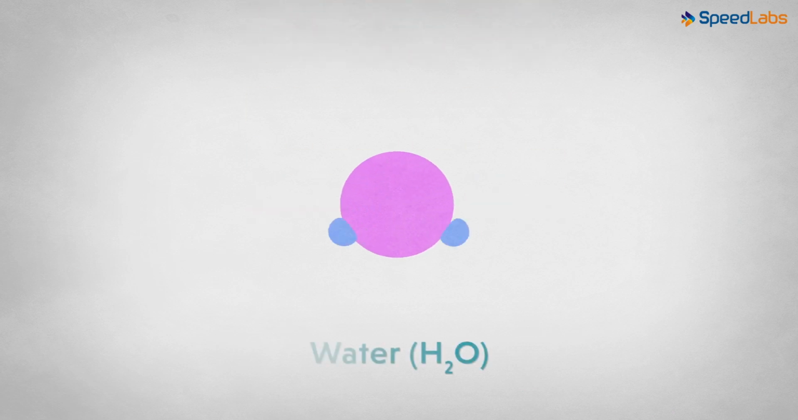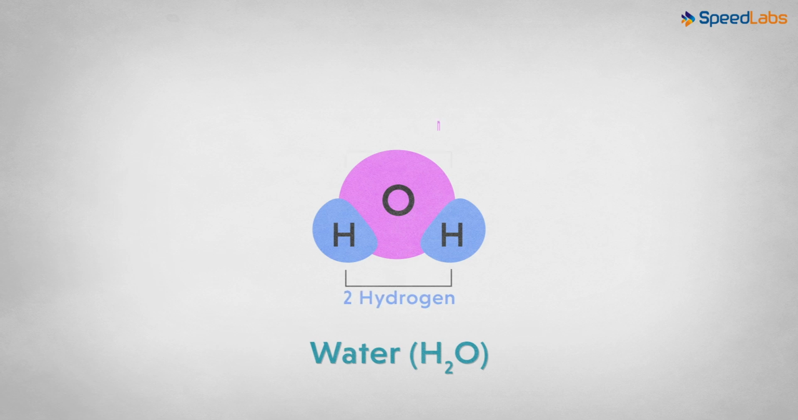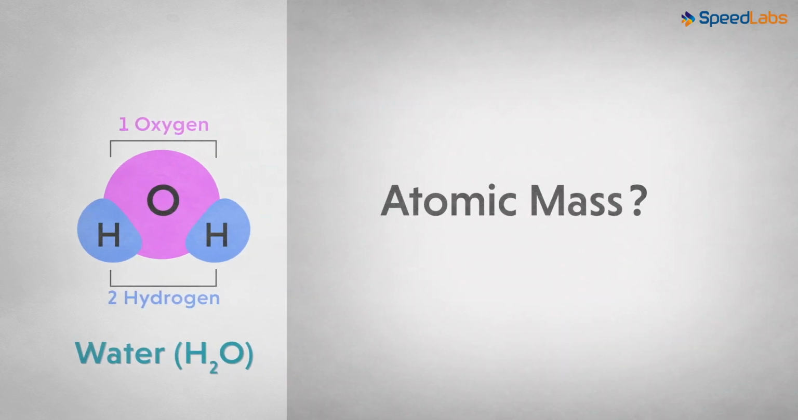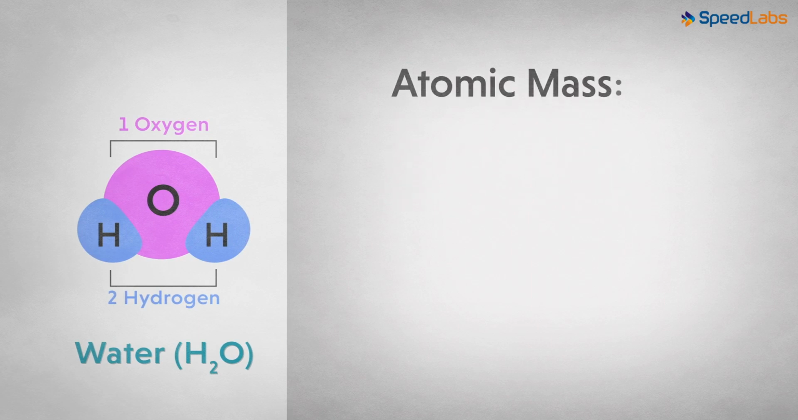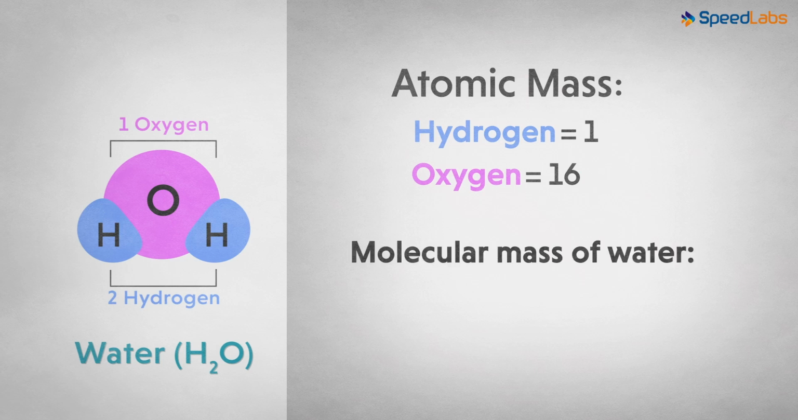If we take a water molecule, then the atoms that make up the molecule are 2 hydrogen and 1 oxygen, right? What is the atomic mass of each? We know that atomic mass of hydrogen is 1, while that of oxygen is 16. What will be the molecular mass of water then? As there are 2 hydrogen atoms, we will have the weight of hydrogen atoms as 2 times 1. And as there's just 1 oxygen atom, the weight of oxygen atom will be 1 times 16.